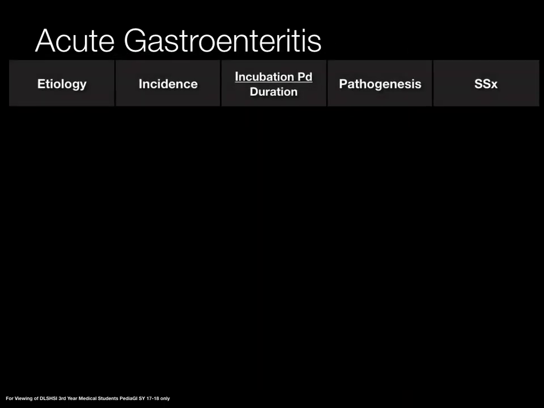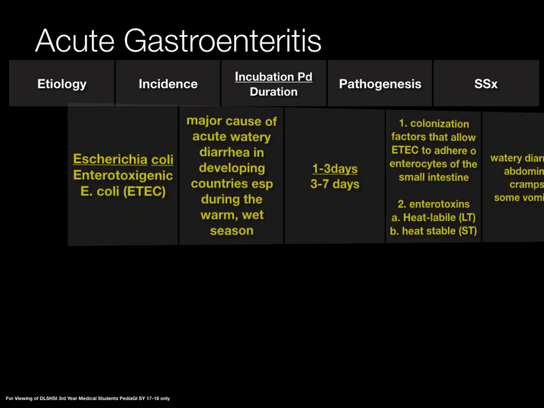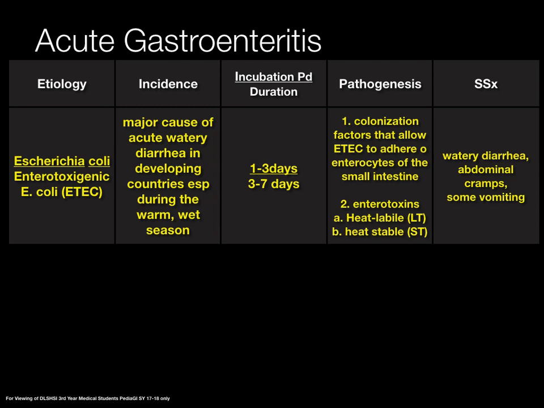E. coli accounts for one-fourth of all diarrhea in developing countries. The enterotoxigenic E. coli causes secretion of fluids and electrolytes resulting in watery diarrhea. ETEC does not destroy the brush border or invade the mucosa, and it is self-limited, but it's the most common cause of diarrhea in travelers from developed to developing countries.